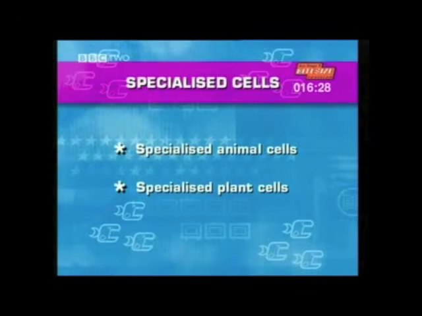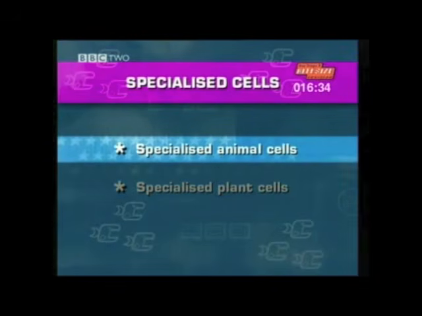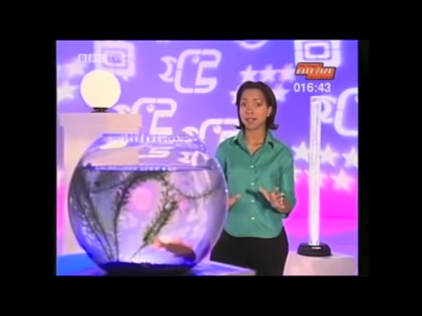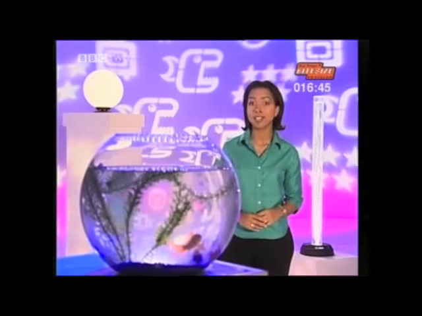This next unit is going to look at specialised animal and plant cells. First, specialised animal cells. The shape of the cell and its structure depends on its particular function. That's the job it does. You need to know how a variety of different cells are adapted to their function.